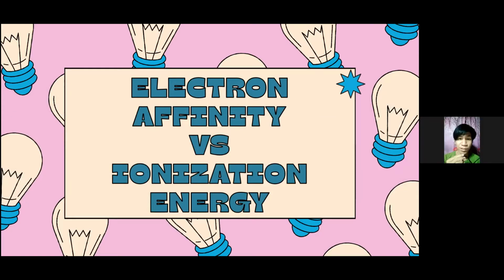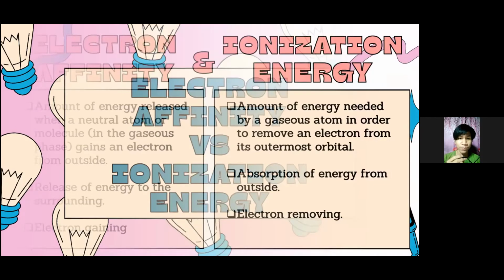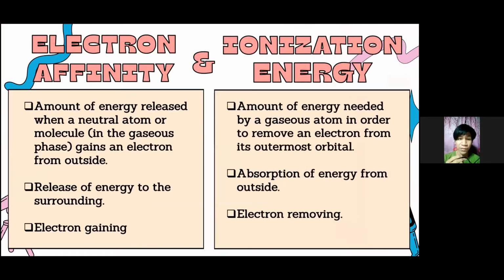What is the difference between electron affinity and ionization energy? Let us define first the two. First is electron affinity. Electron affinity is the amount of energy released when a neutral atom or molecule gains an electron from outside, while ionization energy is the amount of energy needed by a gaseous atom in order to remove an electron from its outermost orbital. Second is the energy of the two. Electron affinity describes the release of energy to the surroundings, while ionization energy describes the absorption of energy from outside.